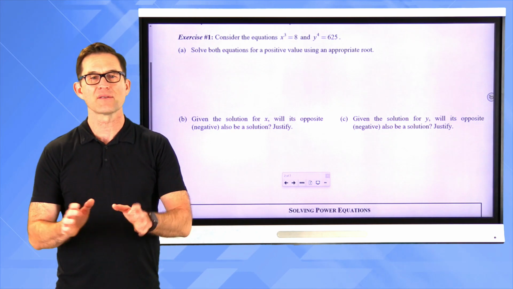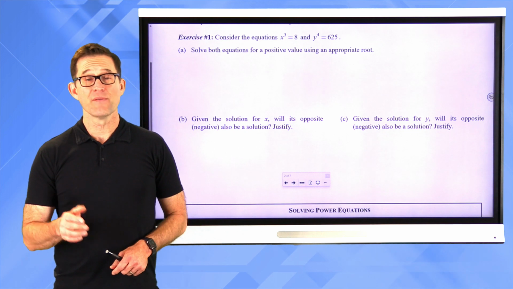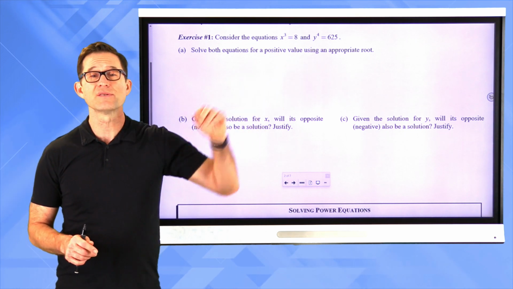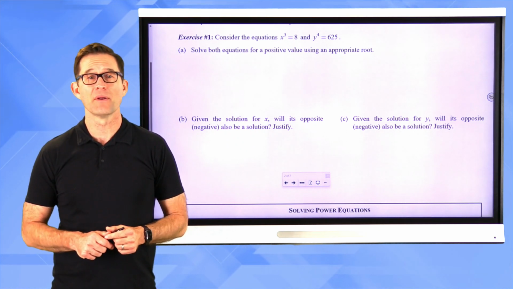Let's jump into exercise 1, because this is important as we move through the lesson. Consider the equations x to the third equals 8 and y to the fourth equals 625. Letter A: solve both equations for a positive value using an appropriate root. Pause the video now and see if you can find the positive solution to each one of these equations. Take a moment now to do that.